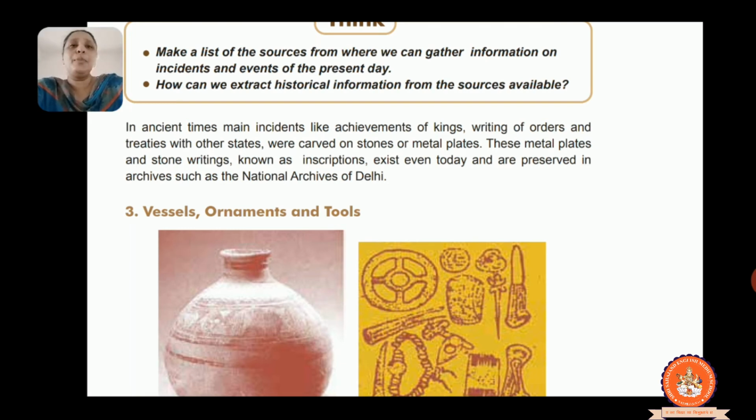So there are two types of inscription. One is stone and the other is a metal plate. Whatever they wrote on a metal plate is also called an inscription. Today it is preserved in an archive, such as the National Archive of Delhi. It is preserved because insects do not eat metal. Metal is metallic, so that is not possible. So it is preserved now in the National Archive of Delhi.